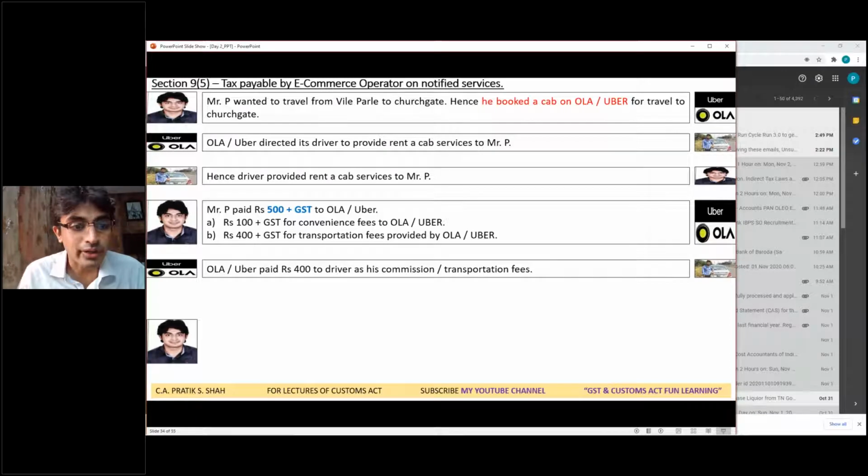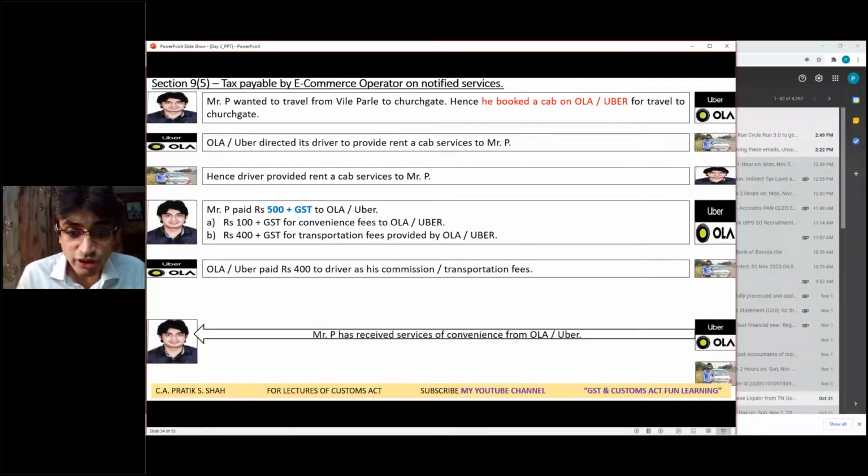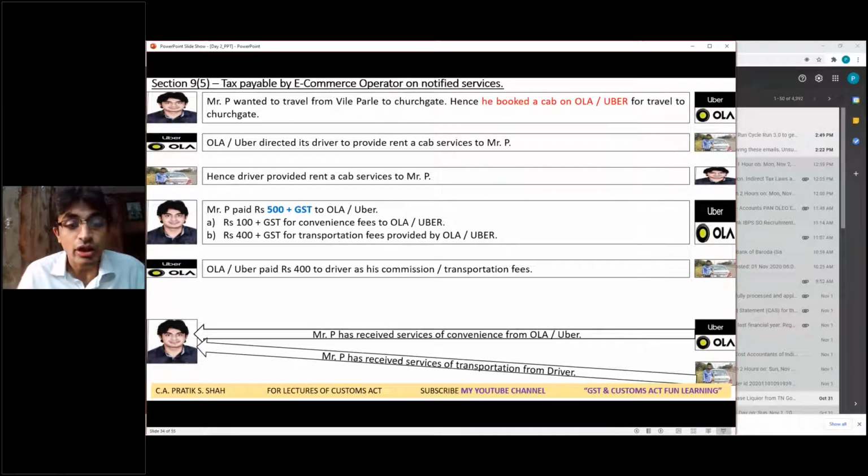Okay, this had happened. Now, how many invoices had I received? I have received 2 services, not 2 invoices. First, I have received a convenience service: sitting at home I booked the app and a taxi came to my building. And second, I have received transportation services. For that, Ola raised an invoice of 500 plus GST. This is how it was working.